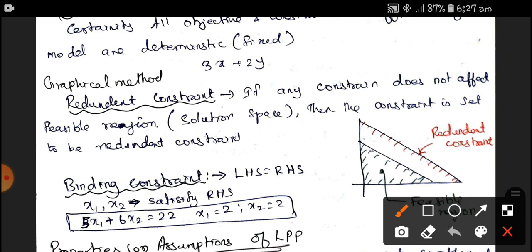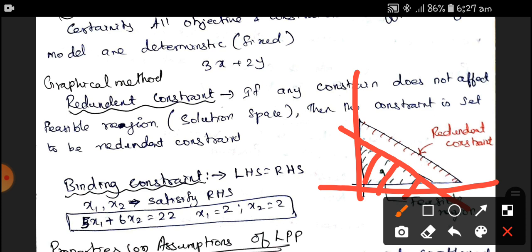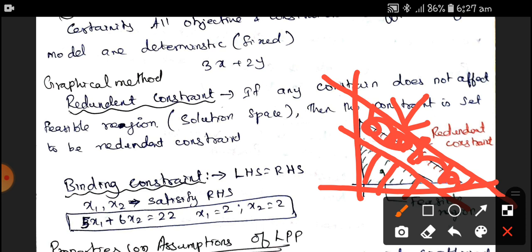If I have two constraints on the x and y axes, I find a feasible region. If any of the other conditions is drawn on the condition line like this, then this region is called a redundant constraint. It is not at all needed because we have already fixed the feasible region. So this redundant region will not affect the feasible region. So that is called a redundant constraint.